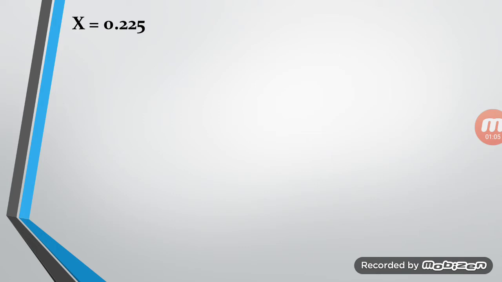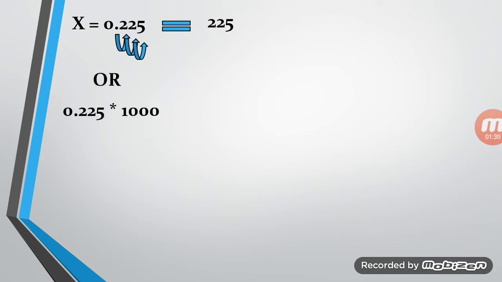And now with the decimal point, you're going to want to move that over any amount of space necessary until you get past the final digit of the number. So in this case, we had to move it 3 spaces to the right after 5, which gives us 225. Now you can simply move the decimal point, or you can do the decimal number multiplied by, in this case, 1,000.